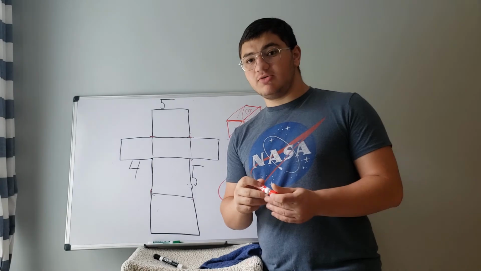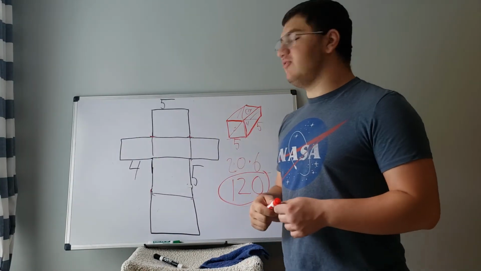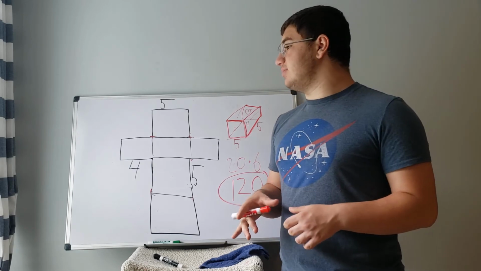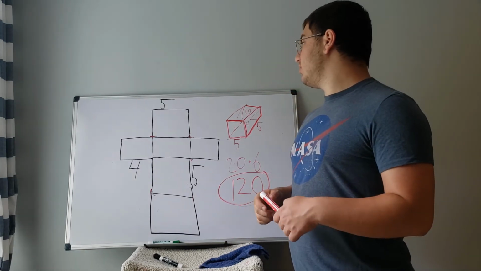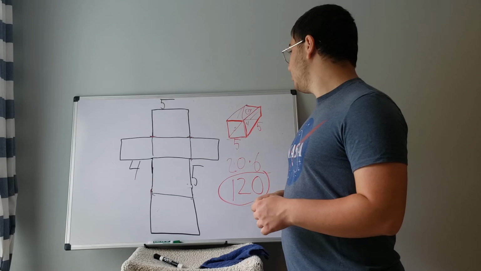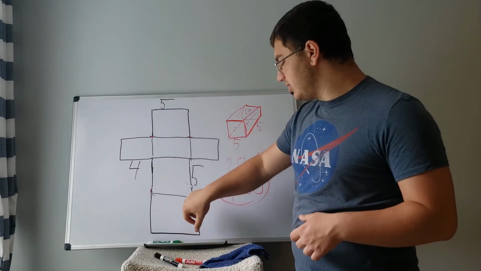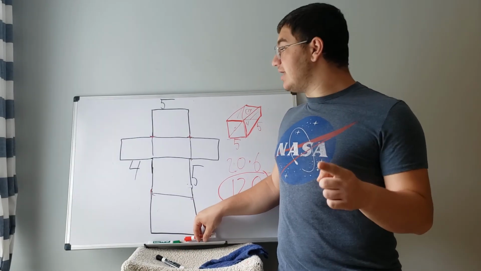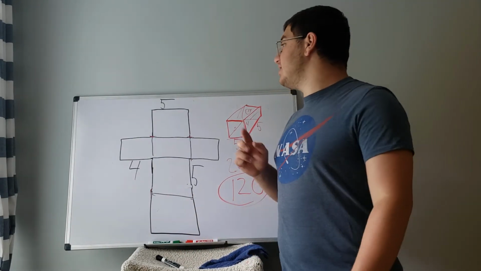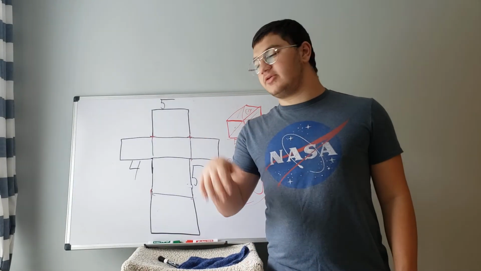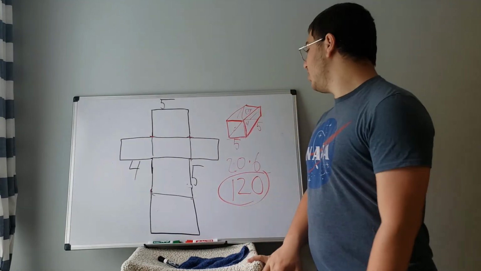Now, nets are important to know because you can be given any type of net, whether it's a pyramid that's been broken down or any three-dimensional shape that is broken down, except a sphere. You cannot get the net of a sphere. That is important to know. And you will learn more about spheres in other grades. I will do a video on those, don't worry.